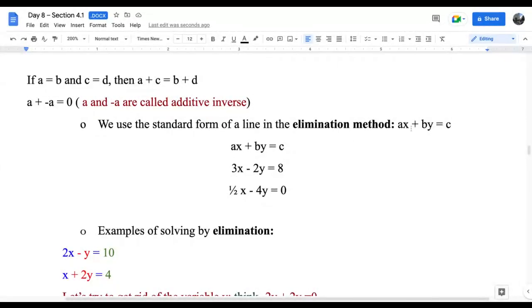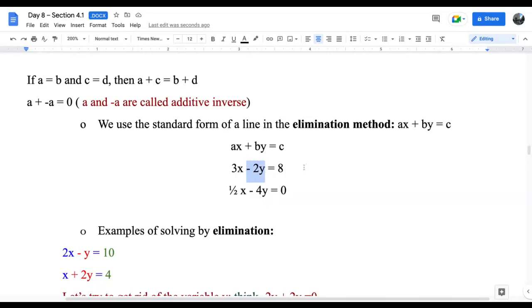So we use the standard form of a line, ax plus by equals c. It doesn't have to be this way, but you could make it this way. For example, 3x minus 2y equals a, or one half x minus 4y equals 0. The key is we want to line up the equations, the variable with the same variable: the x term with the x term, the y term with the y term, the equation with the equation. Okay, that's important.